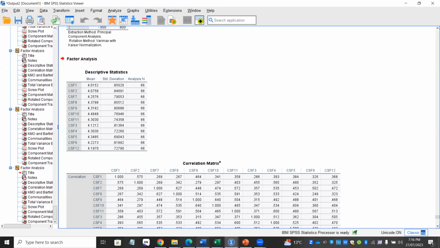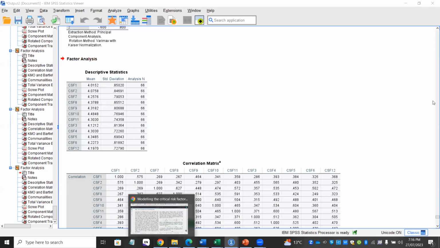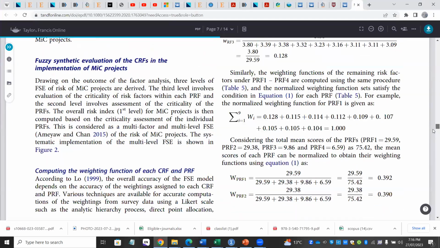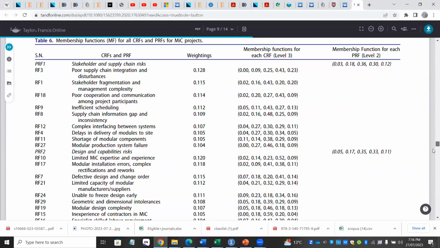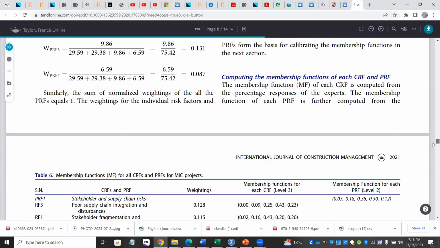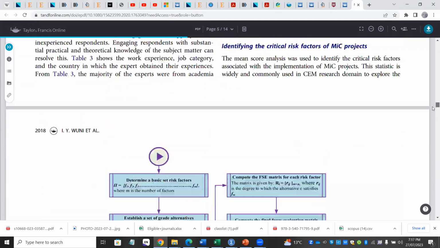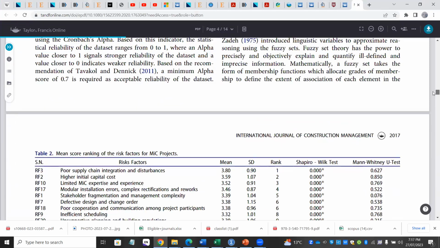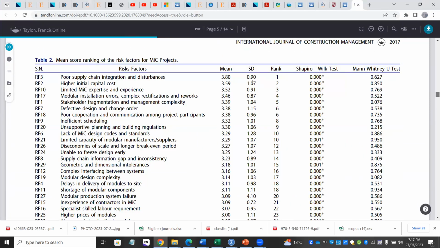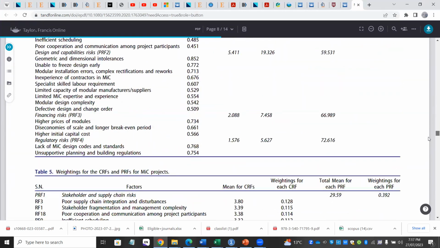Okay, and that's exactly what Dr. Wuni also put in his paper. So let's look at it together. So yeah, as you can see, these are the means. Okay, so what do you do next?